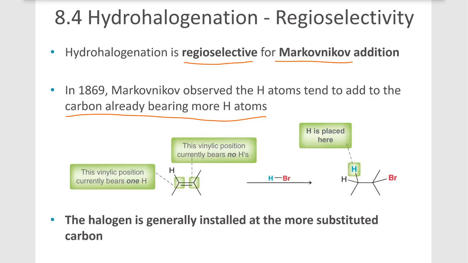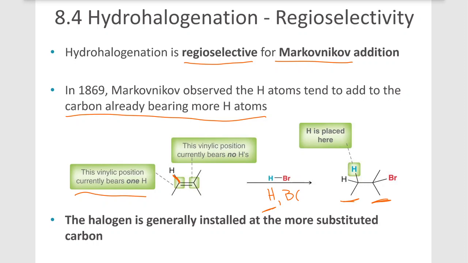Okay, so here we have this vinylic position currently bearing one hydrogen. Okay, so on the double bond on this side we have one hydrogen, and on the right side we have no hydrogens. That means that the hydrogen is going to go to the left side and the bromine is going to go to the right side. So what are we adding and where are we adding it? We're adding H and Br across a double bond. Okay, and we're adding H, in this case, to the left side because it has more hydrogens already, and we're adding Br to the right side because it has more alkyl groups.